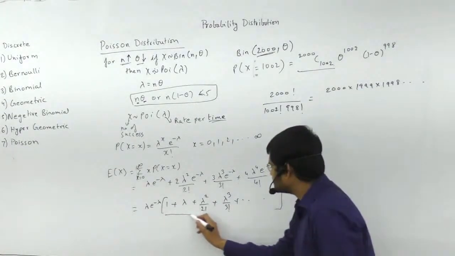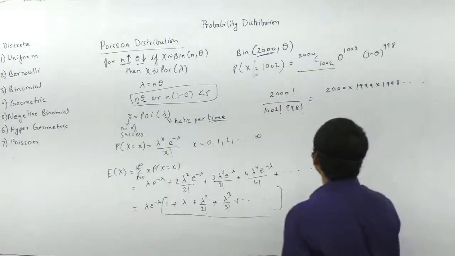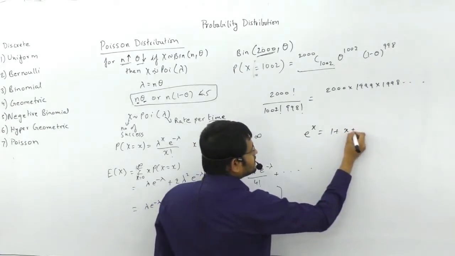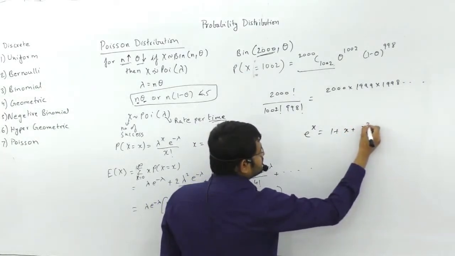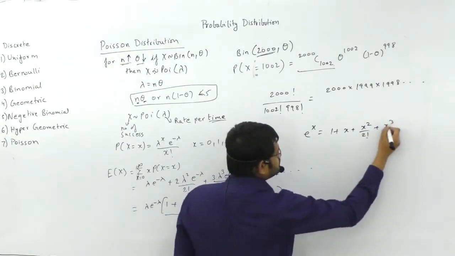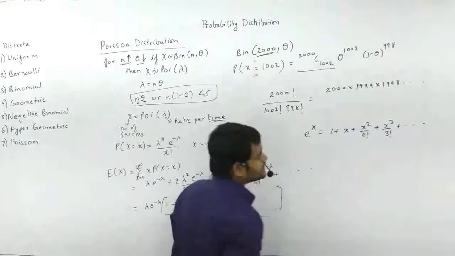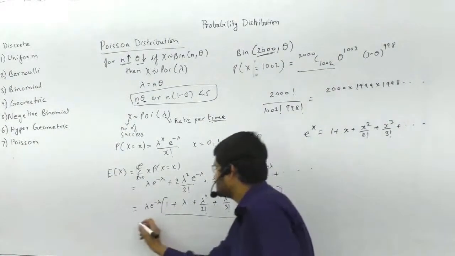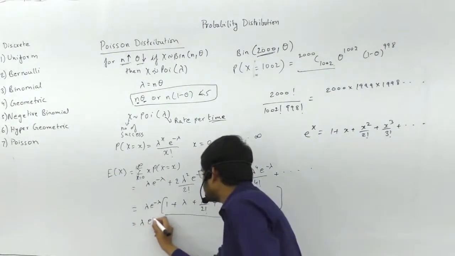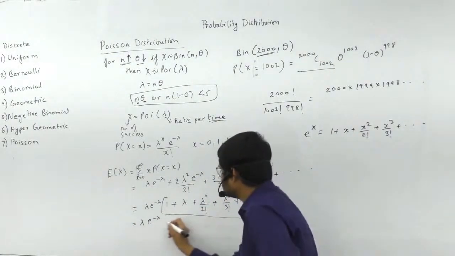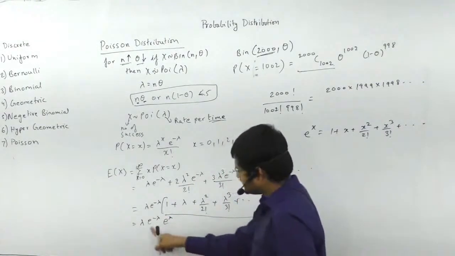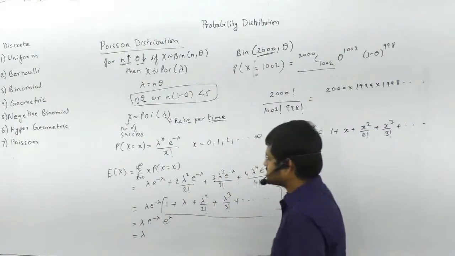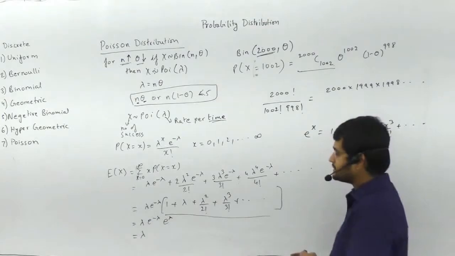Now this is a special series. This is called the exponential series, where e raised to x would be nothing but 1 plus x plus x square by 2 factorial plus x cube by 3 factorial and so on till infinity. So basically this sum is nothing but an exponential series, that would be lambda e raised to minus lambda as it is, and this will be e raised to lambda. So e raised to minus lambda and e raised to lambda will cancel out and we will be left with lambda. So the expected value of a Poisson distribution is nothing but lambda.